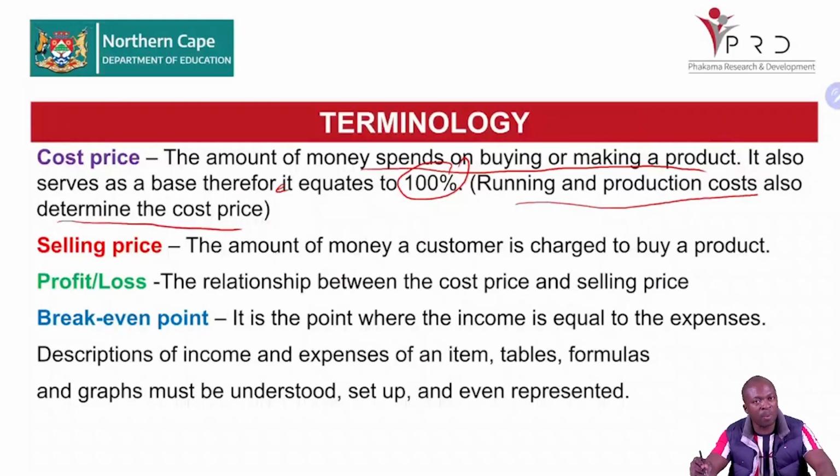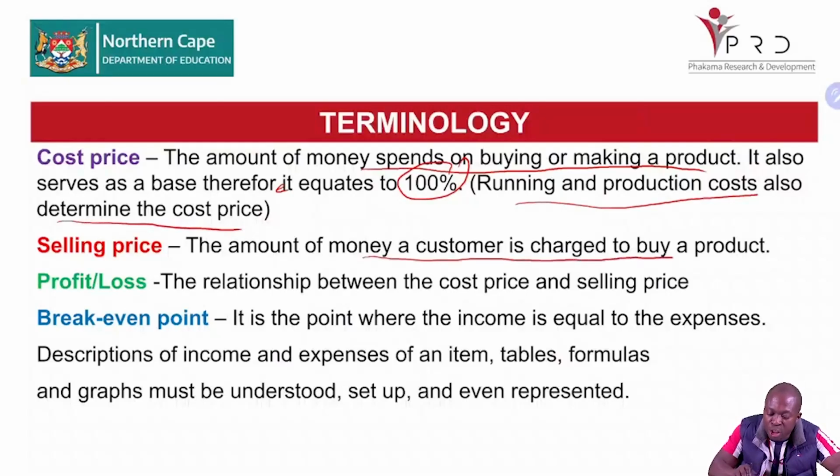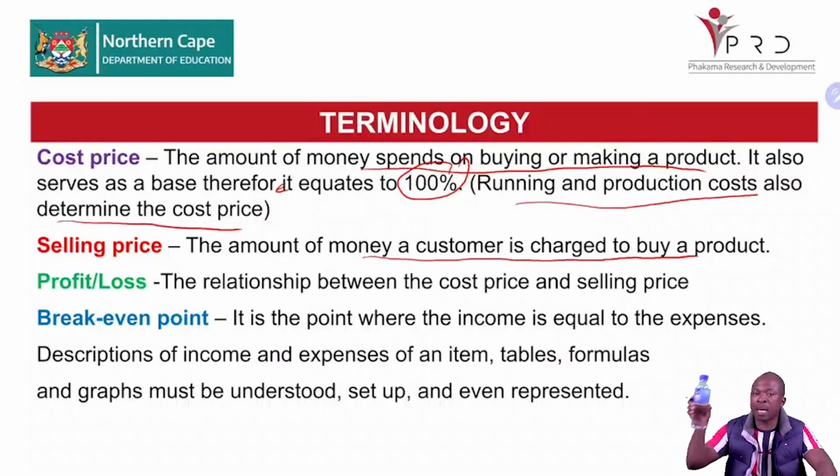Okay, how about selling price? Since we know cost price now. It is the amount of money a customer is charged to buy a product. So if this is a bottle of water and then you sell it at any price and I decide to buy it, that becomes the selling price.